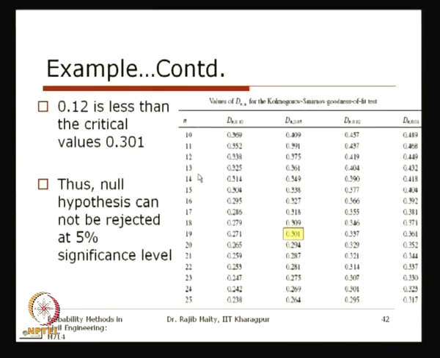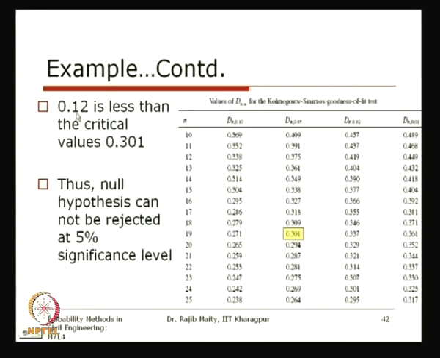And here you can see that we have approximately taken it as 19. Obviously, for the proper value we can go for linear interpolation between 18 and 19, but here we have just taken 0.301 against n equals 19, and Dn at 0.05, which is the 5% significance level.